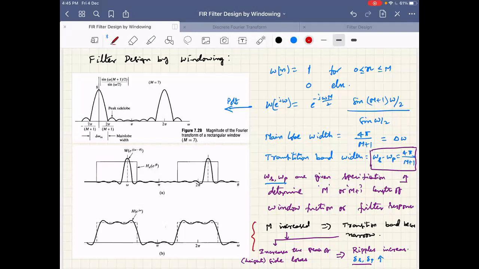This implies that filter design with low transition bandwidth and lower ripples is challenging.